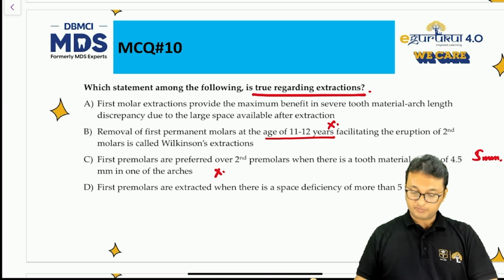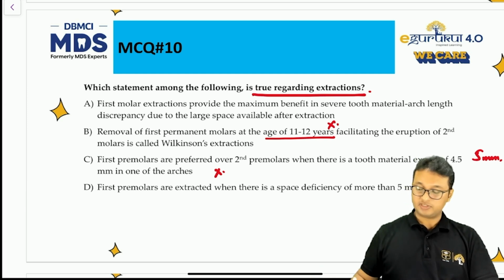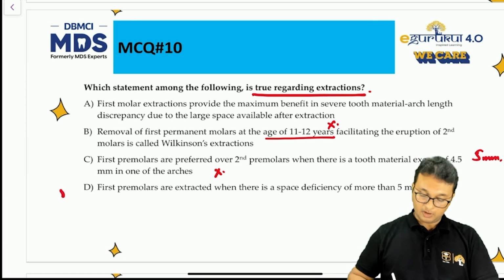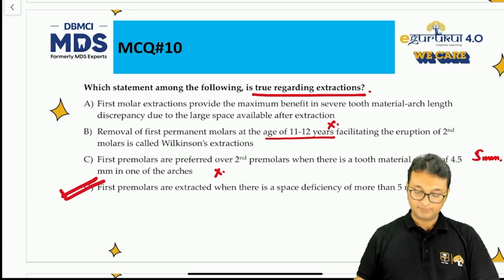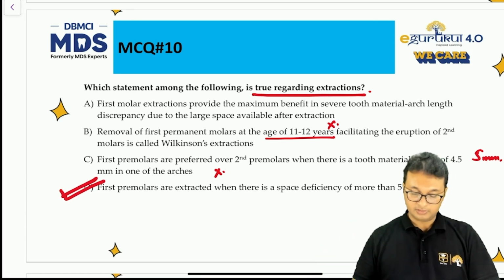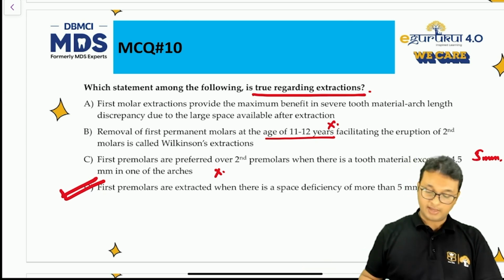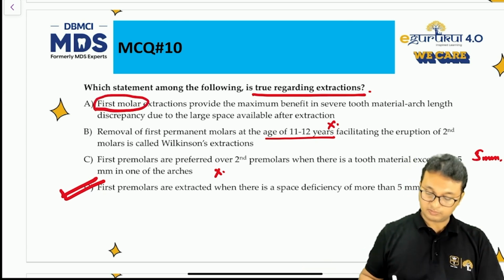Last is first premolars are extracted when there is space deficiency of more than 5 millimeters, as I said earlier. So the option D is the right answer. Now, if we talk about the first option, let's read it again. First molar extractions provide the maximum benefit in severe tooth material arch length discrepancy due to large space available after extraction. Here, we do not extract first molars.